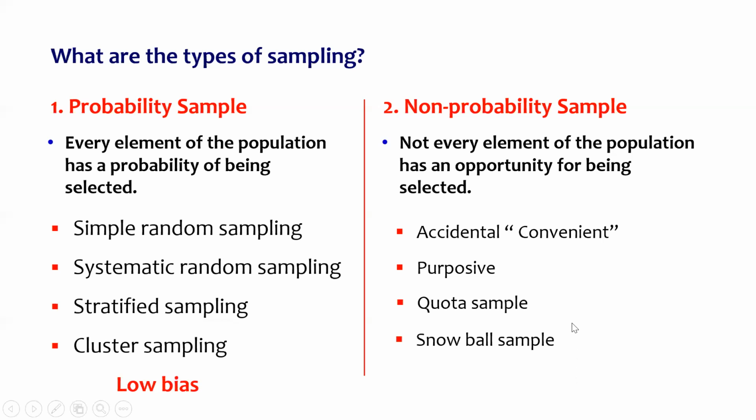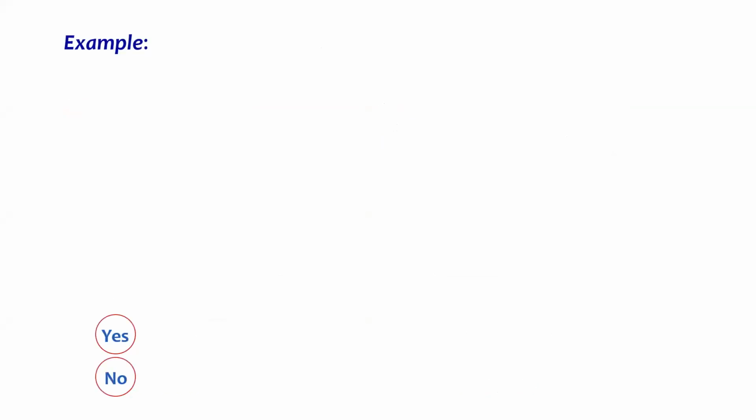The loss we incur when using non-probability sampling is that we lose control of the effect of bias, because the effect of bias is high when we use non-probability sampling compared to probability sampling, which has less bias.